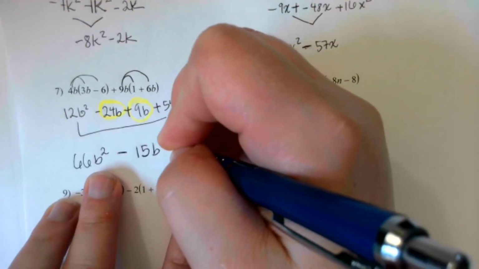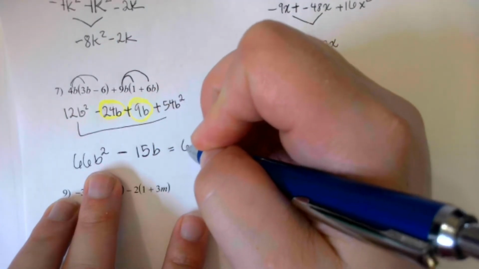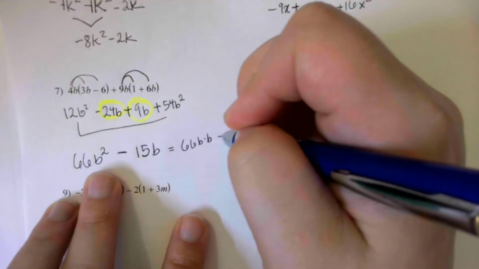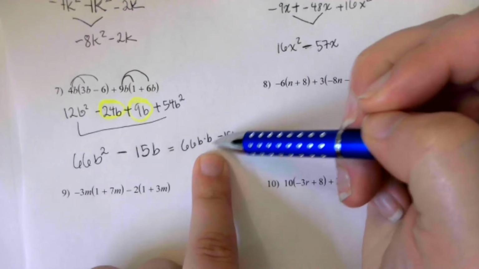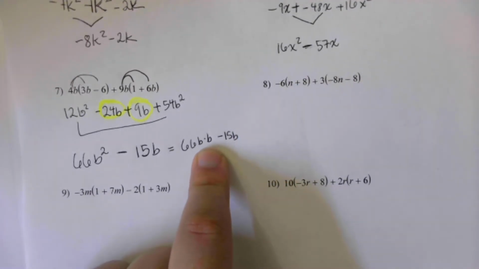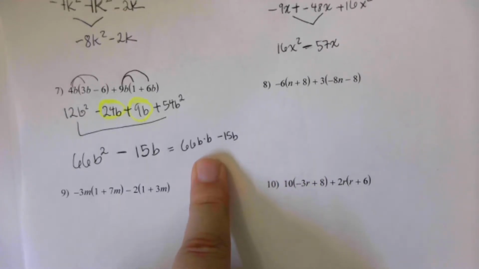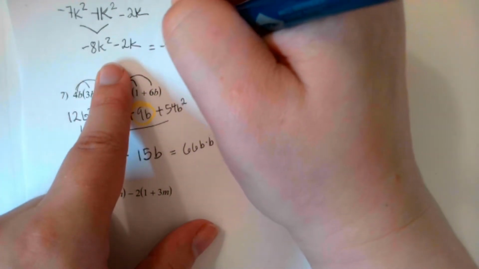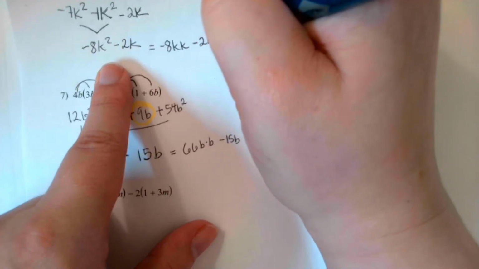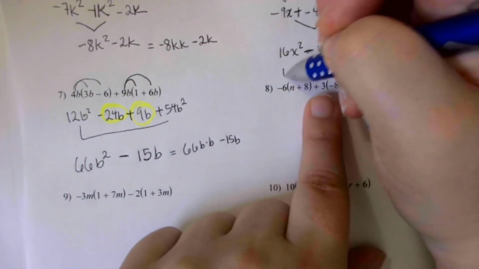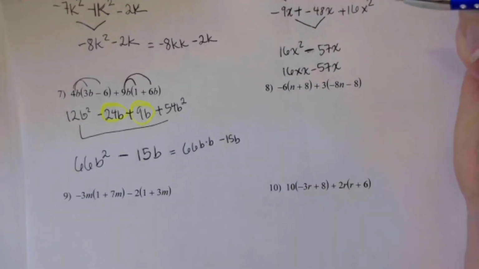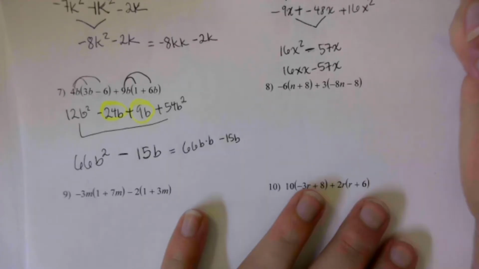Now to put this in the answer boxes, it's okay to do this. 66, and then you can just do b twice. I'll know what you mean. Because trying to get it to do the squared is basically impossible in that program. You can do it, it's just not worth the effort. Just do 2 b's. Same thing here. You can do negative 8, 2 k's, another k. You can do 16x, x. I'll know what you mean.